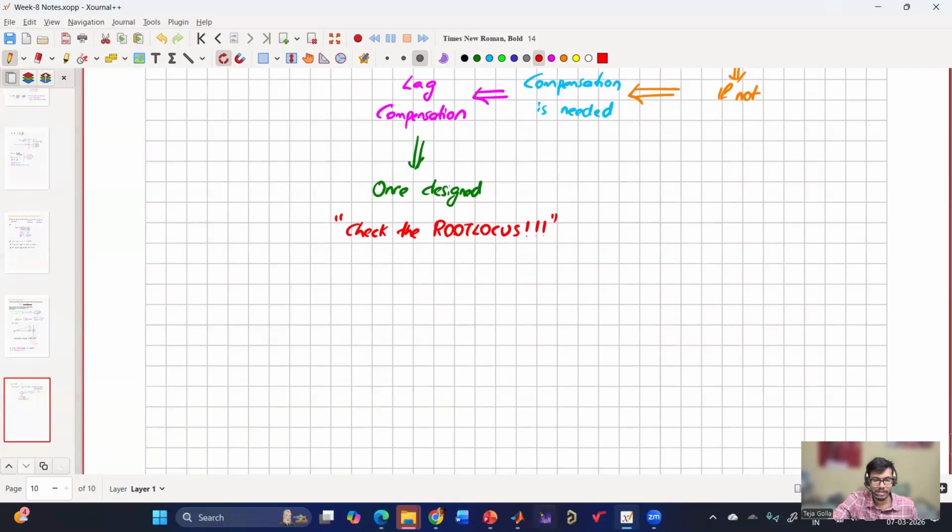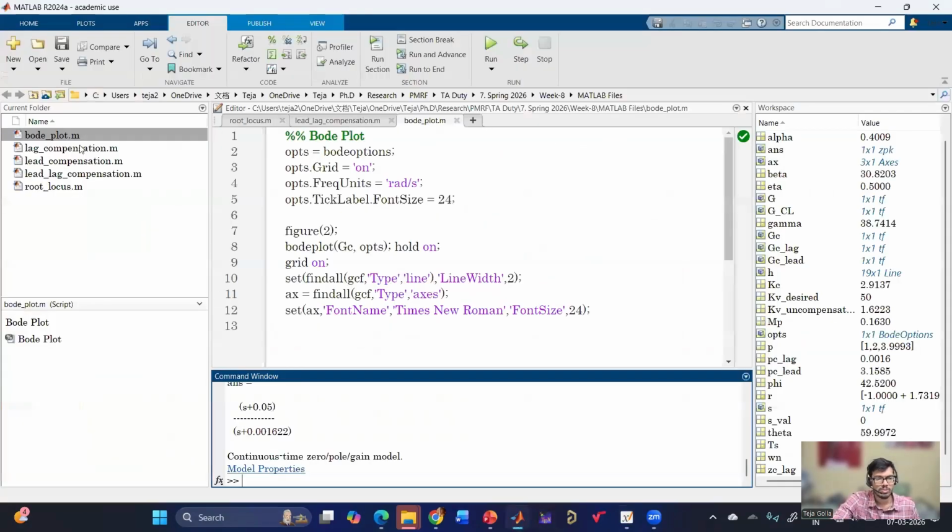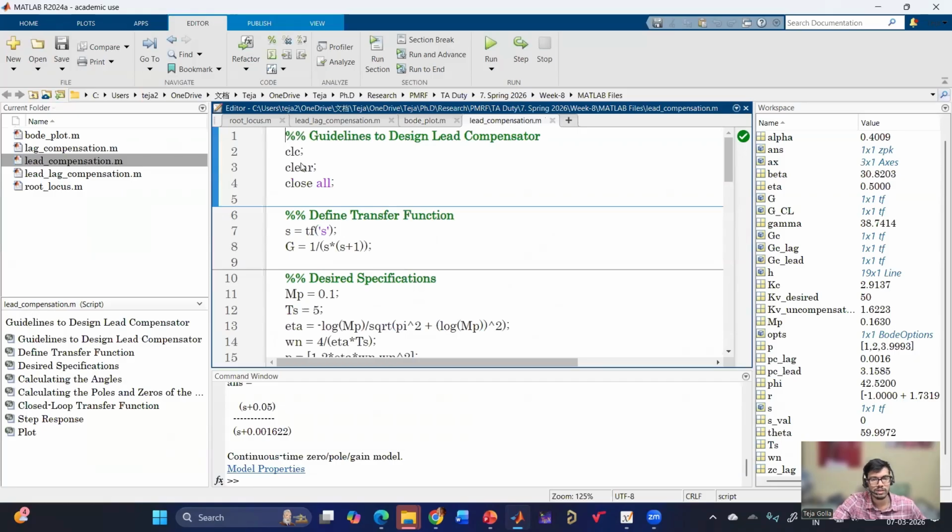So for the same, I have given 3 codes today, and then common codes are Bode plot and root locus, which we have discussed in the previous week. But anyway, I'll be uploading these codes as well. So I'll start with lead compensation.